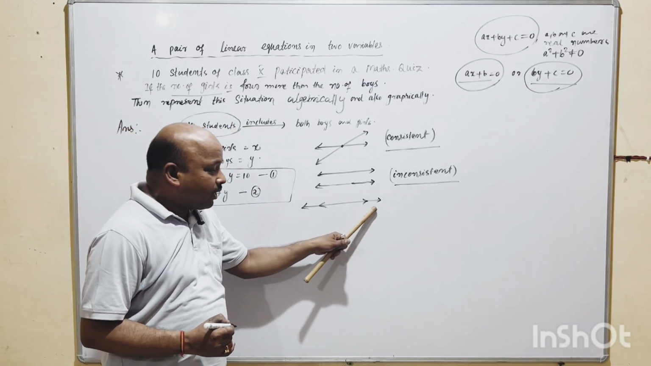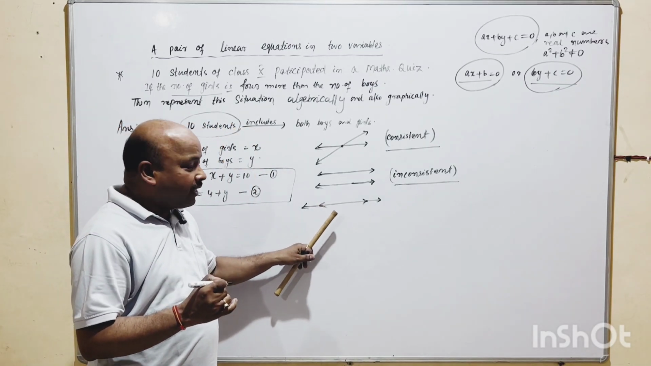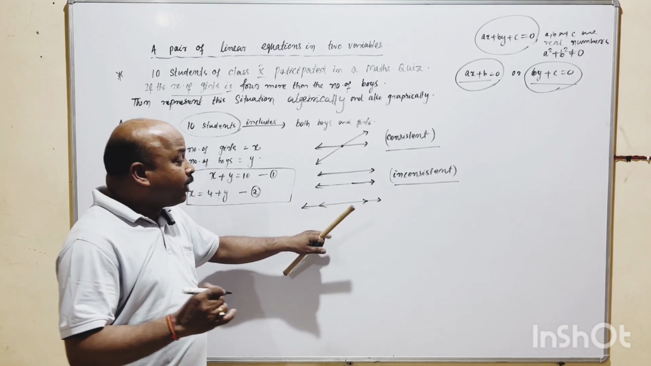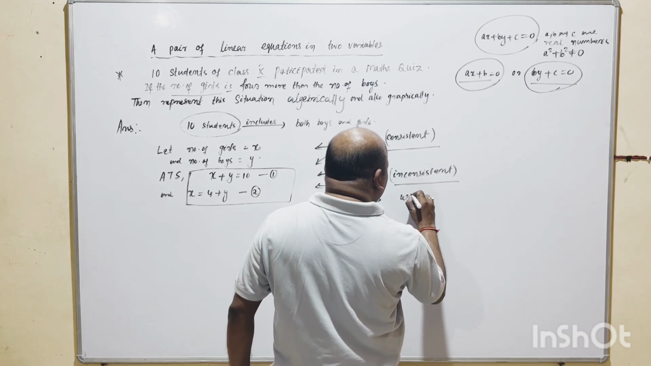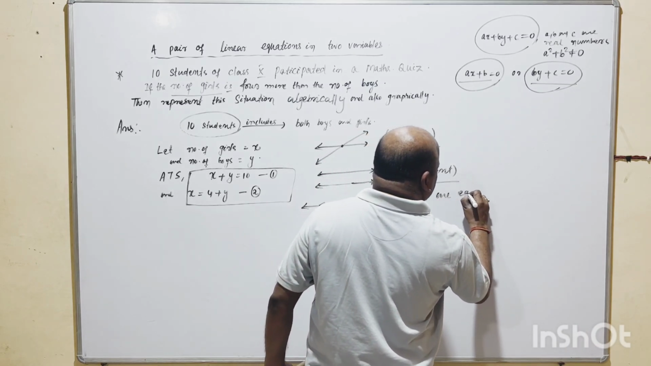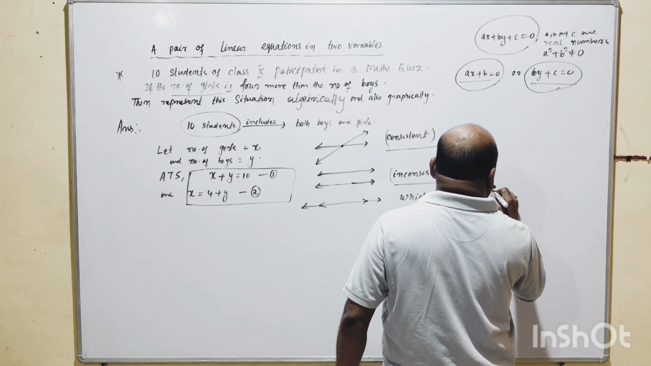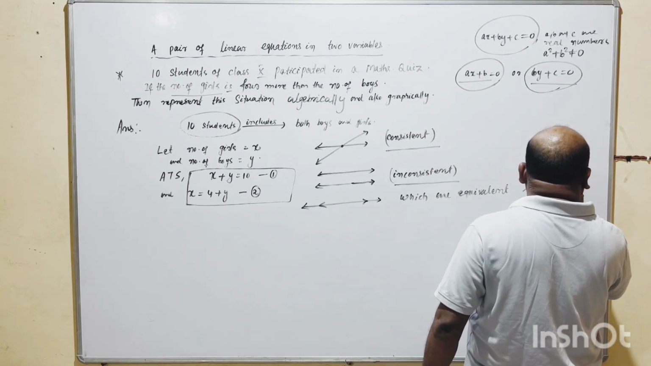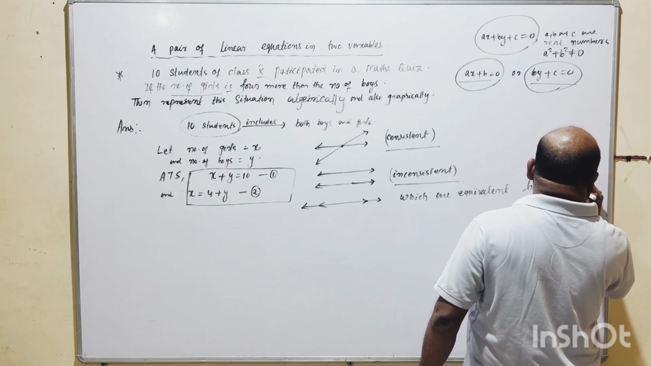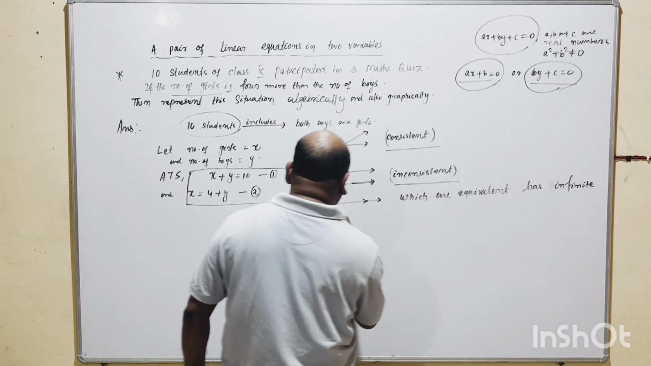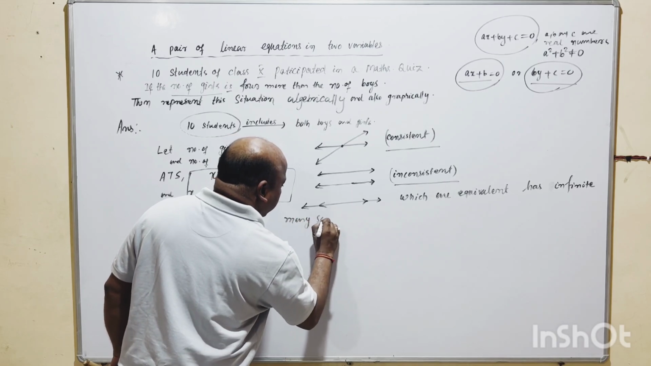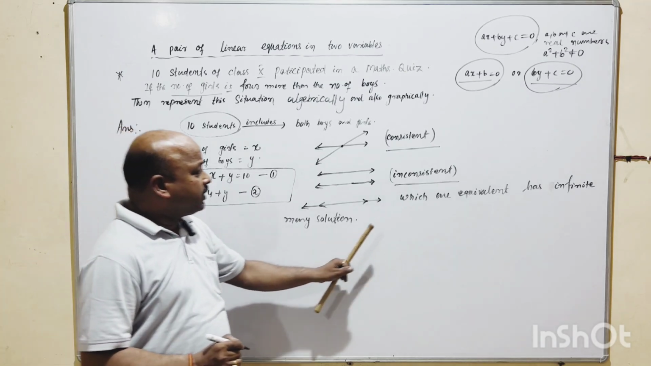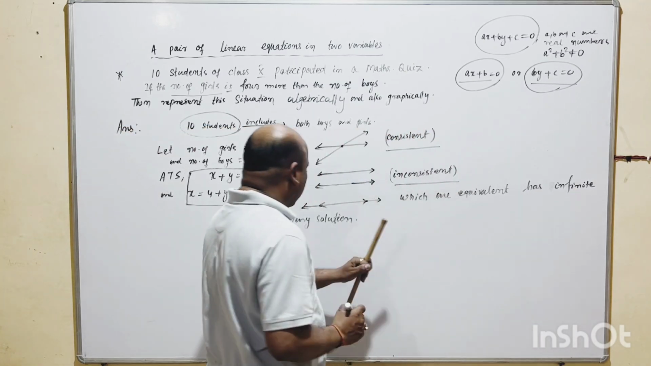Now what about this one? A pair of linear equations in two variables which are equivalent has infinitely many solutions. उसको हम क्या कहते हैं? A pair of linear equations which are equivalent has infinitely many solutions.